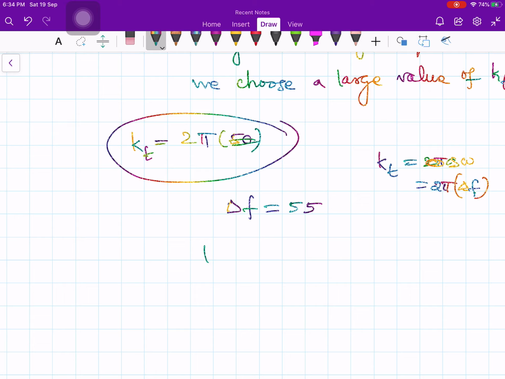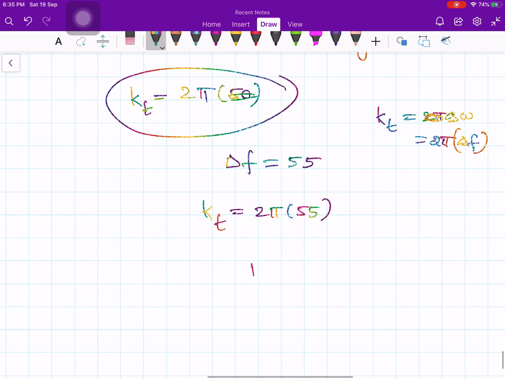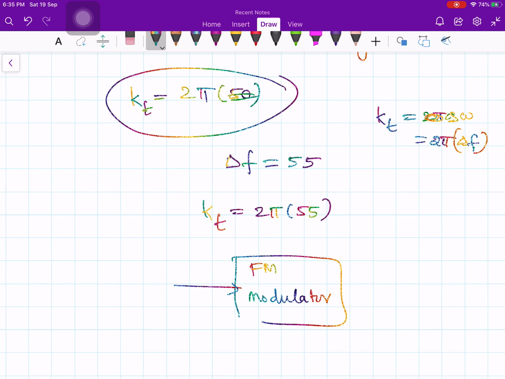So your k suffix t is equal to 2 pi times 55. That means you are applying the frequency step of 55 hertz at the input of your modulator. You have an FM modulator, so the input is m of t is equal to 55 hertz of u of t. Here you are applying the carrier a times cos omega ct. This is your modulated signal. So there is a jump of 55 hertz.